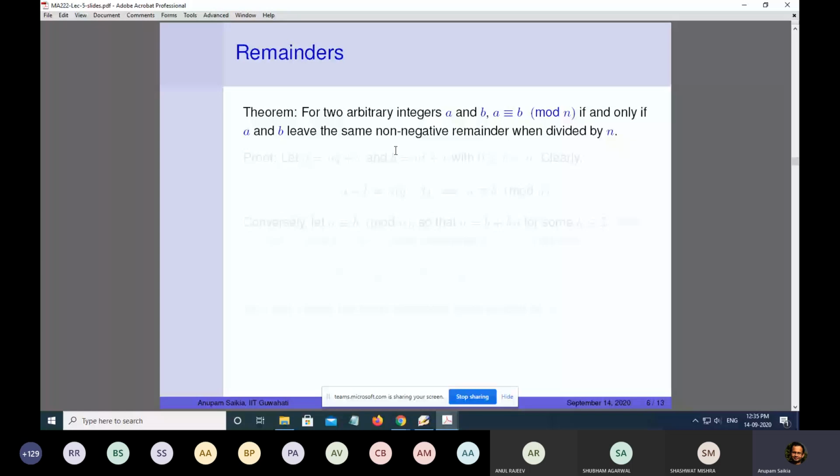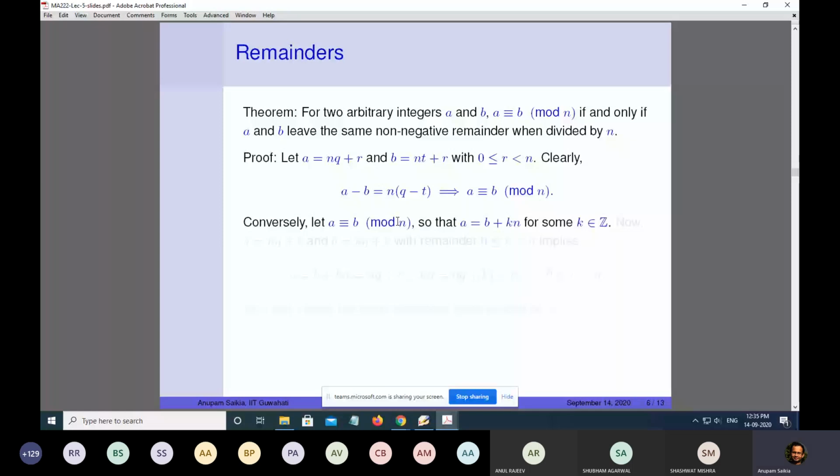Suppose A and B leave the same remainder. Then certainly, if I subtract them, A minus B will be a multiple of n. So if they leave the same remainder, they are congruent, no doubt. And suppose they are congruent. Let's say A is B plus Kn, because that's what it means: if A is congruent mod n to B, then this is it.